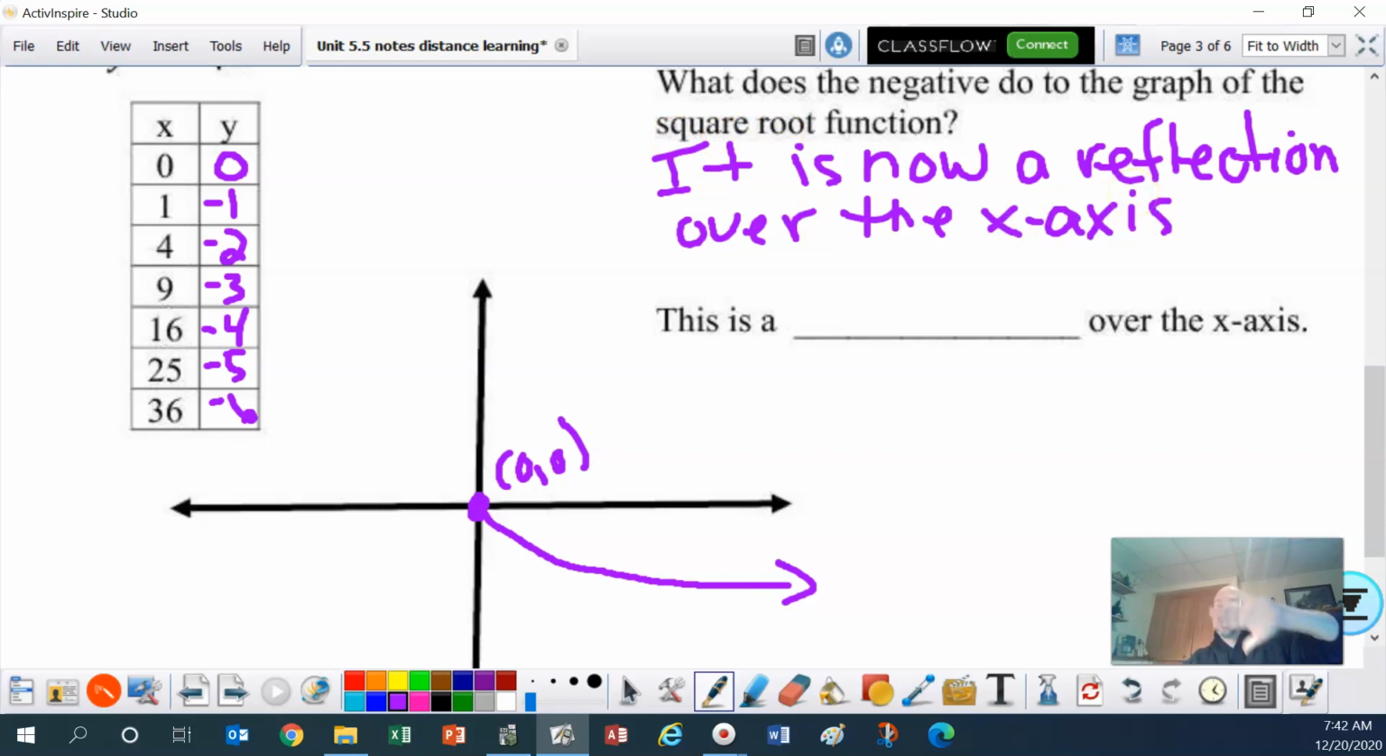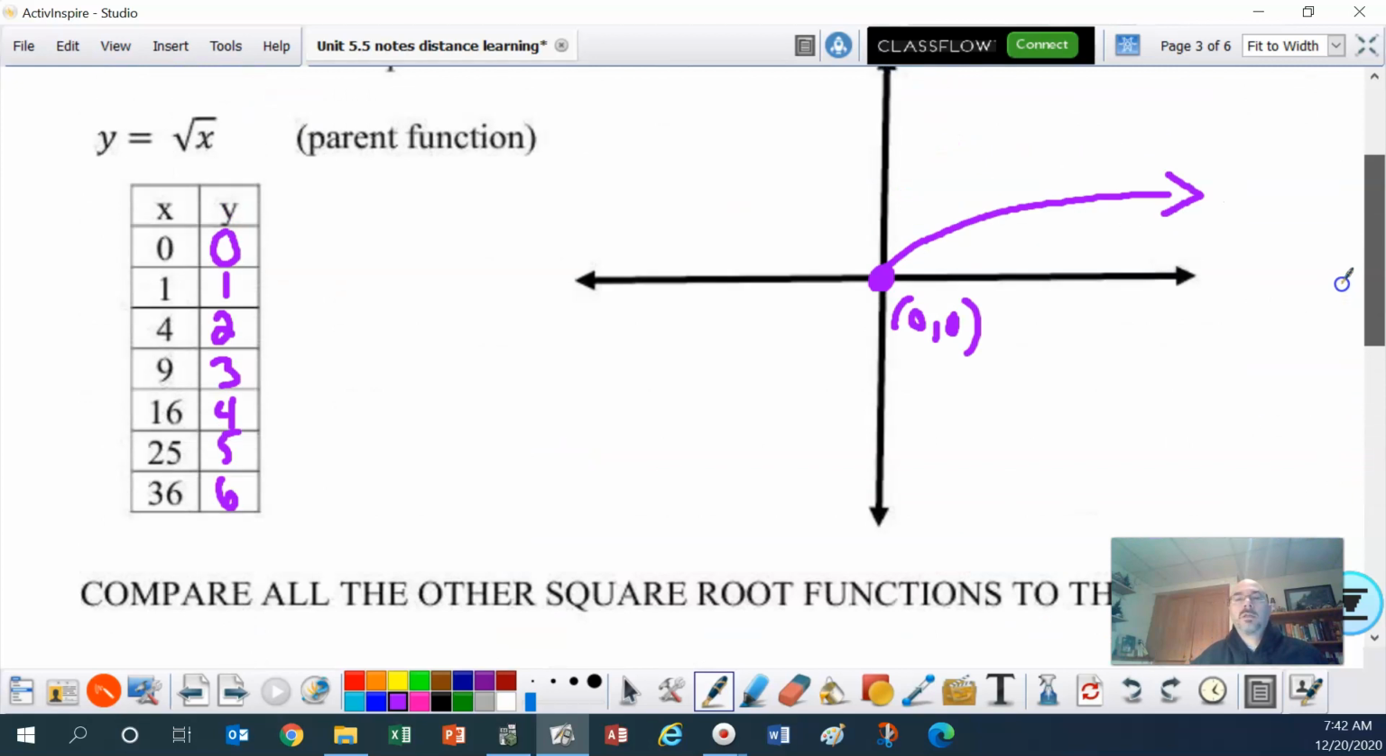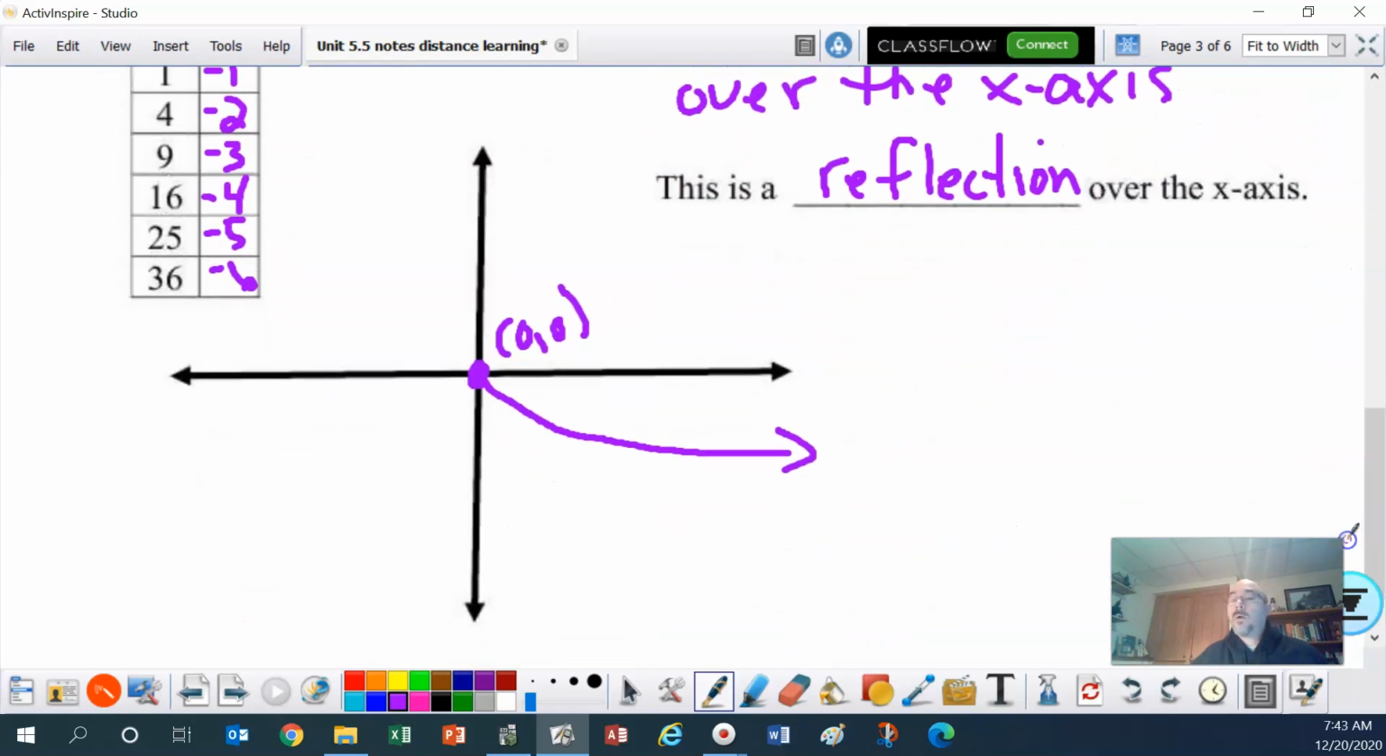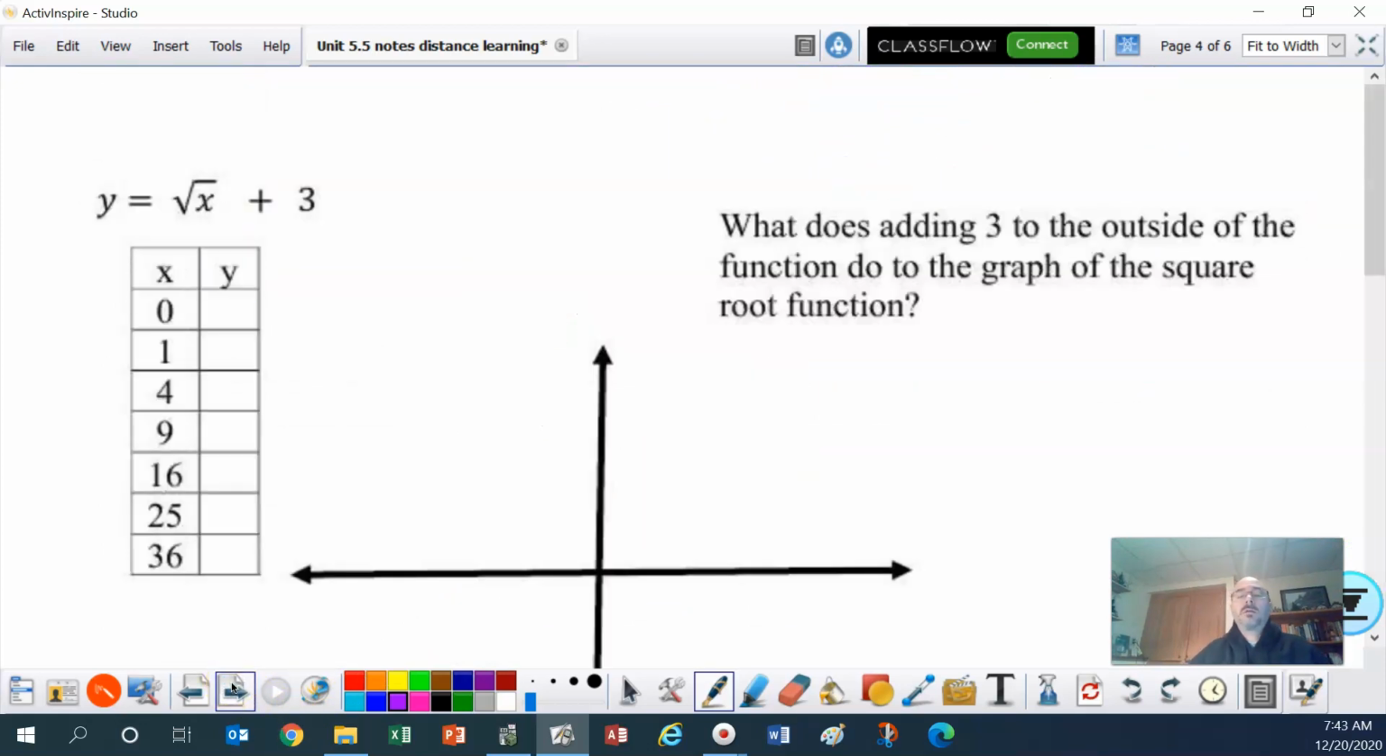Okay, it flipped it upside down. And that's what I just said. This is a reflection over the x-axis. Because if you go to the original one, there's the original one, and now this one is like that. All right, let's look at some more. I don't want to make this video too long.